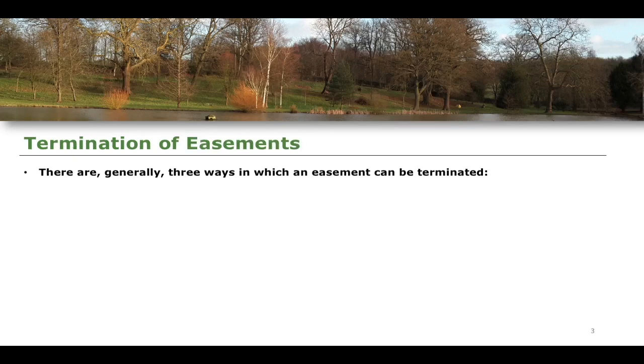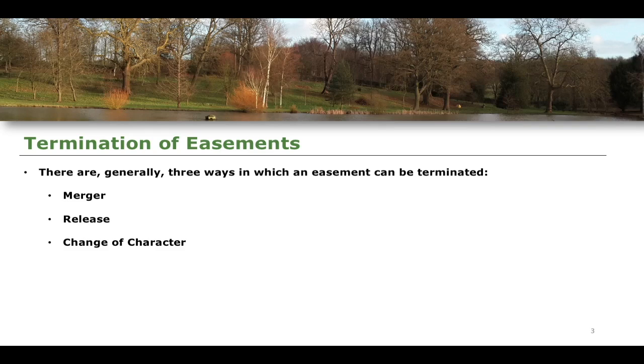So there are generally three ways in which an easement can be terminated in law. Now, the three ways are as follows. You can see the termination by way of a merger. That is the first way in which a termination of an easement can take place. We can also have termination by way of release. And then finally, we have termination by way of change of character.